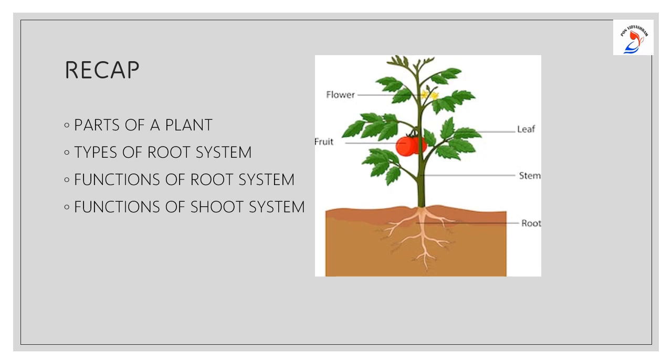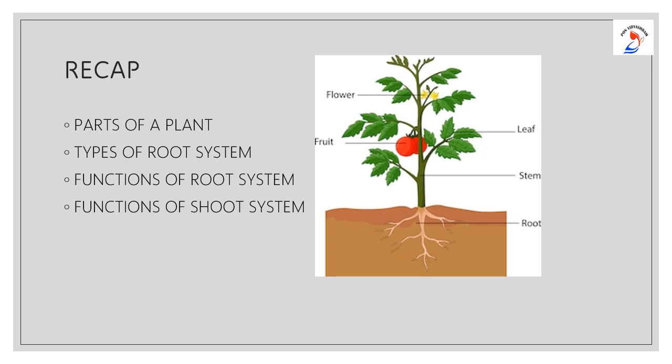Hope everybody watched the first module. Are you clear with the concepts, children? Can we recall them now? First we learned the parts of a plant. What are the parts of a plant? Root, stem, leaf, flower and fruit.